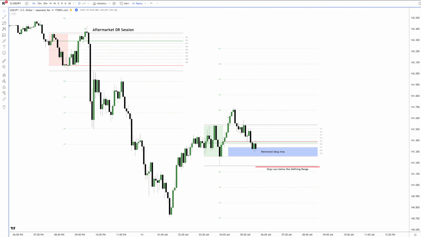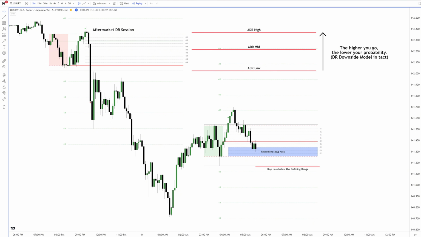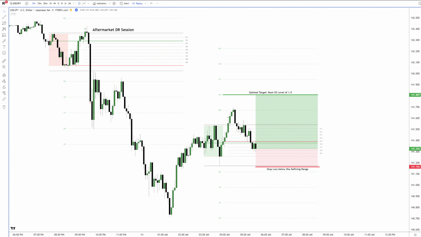While we can look towards the next standard deviation level as an optimal target, don't forget that the ADR levels also come into play as potential targets. However, the higher we aim for targets within the ADR, the lower the probability becomes due to the DR downside model intact. It's important to understand that the one standard deviation level target offers a potential 3R, which is exactly what we're aiming for in this setup.